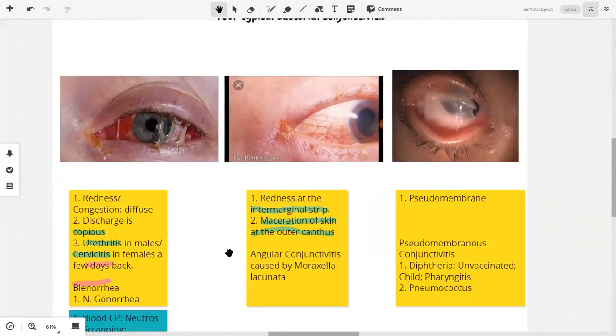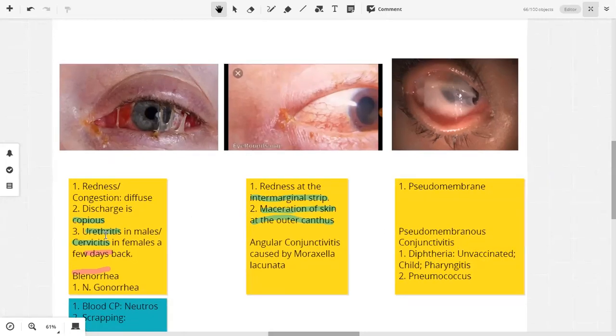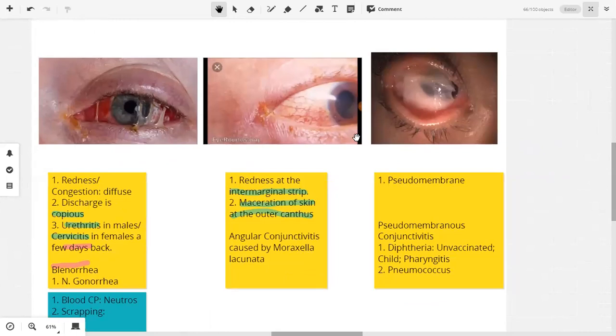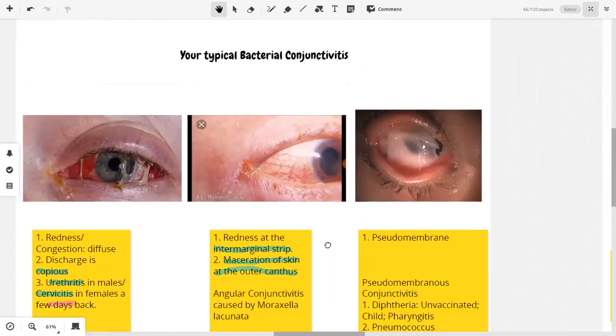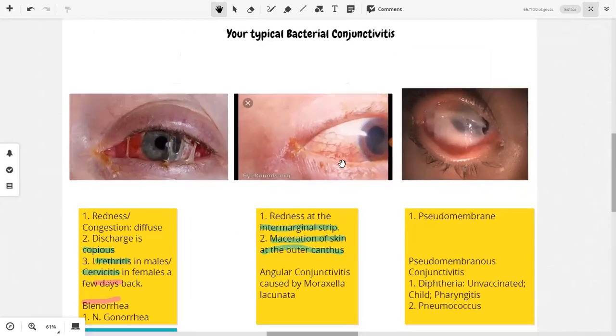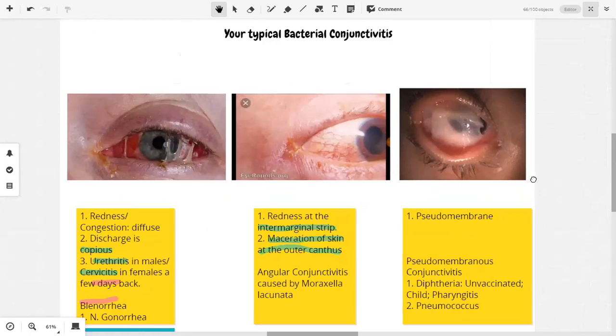Virtually any bacteria can cause conjunctivitis, from Staph aureus to all of this. But there are some important clinical features, some coinciding features, and some context clues in the history which are important. Blenorrhea: urethritis and cervicitis. In angular conjunctivitis, it's the intermarginal strip and the maceration. For pseudomembranous conjunctivitis, if it's diphtherial, we have an unvaccinated child. If it's pneumococcal, then our demographic is different, right? So these are your three cases of a typical bacterial conjunctivitis. What will be their treatment? We will discuss it later in this session.